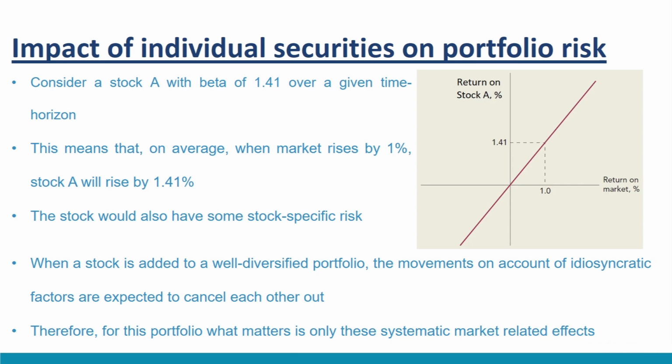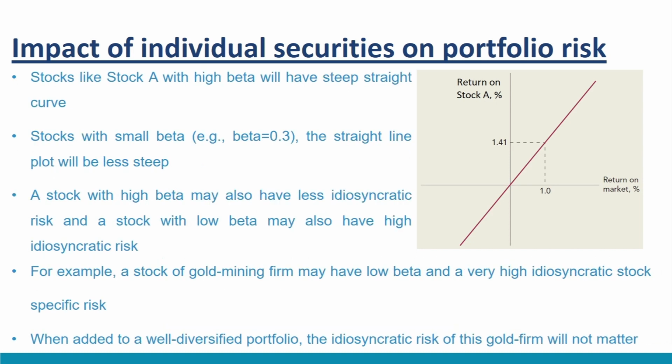However, the stock would also have some stock-specific risk. That means the actual returns would be scattered around this line and may not exactly fall on the straight line. Nonetheless, when a stock is added to a well-diversified portfolio, the movements on account of idiosyncratic factors are expected to cancel each other out. Therefore, for this portfolio, what matters is only these systematic market-related effects. Stocks like stock A here with high beta will have a steep straight line. Stocks with small beta, for example beta equal to 0.3, the straight line plot will be less steep.